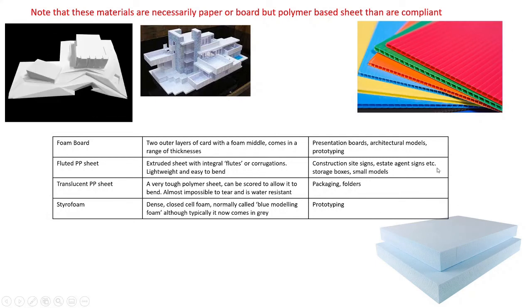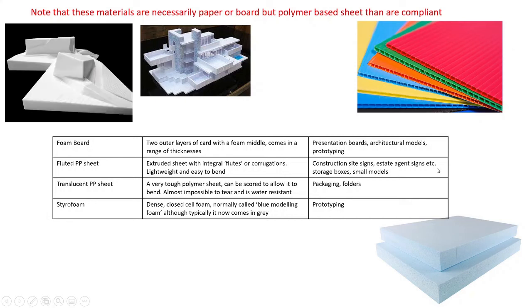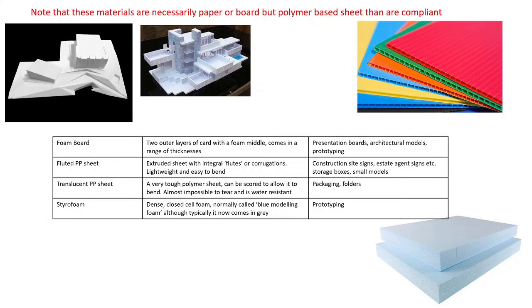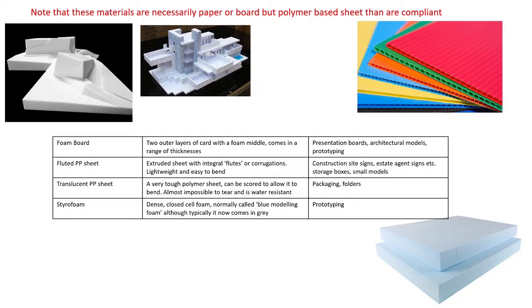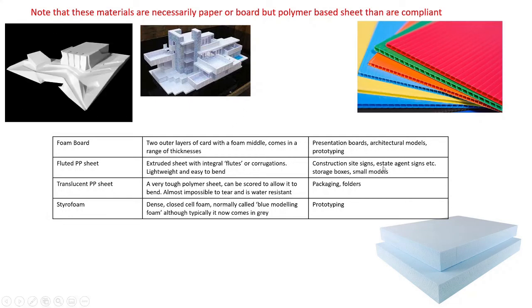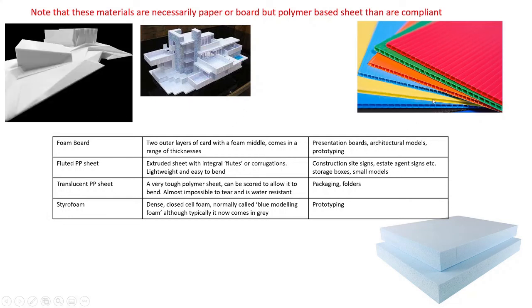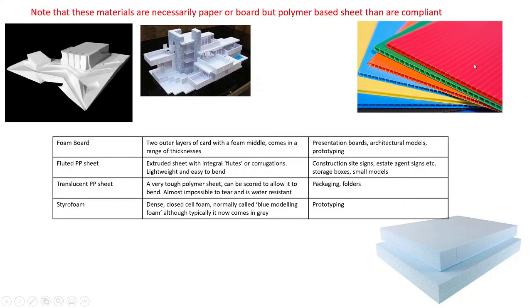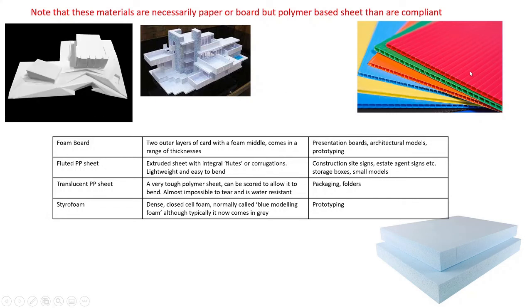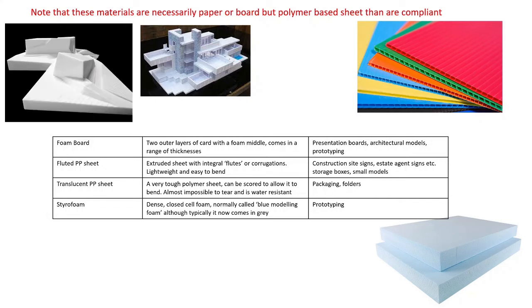They are used for things like construction site signs, estate agent signs, those types of things. You can make boxes from them because they're quite lightweight, and they're okay for prototype model making. Not quite as good as foam board, but they're quite rigid. They're pretty easy to cut and score and mold and those sorts of things.